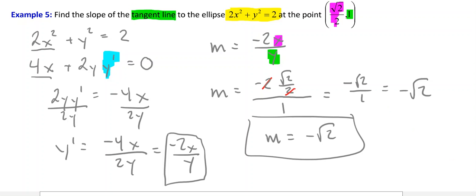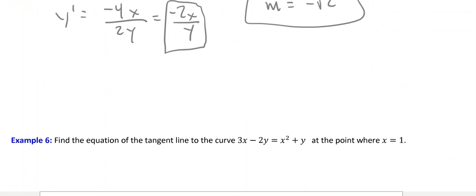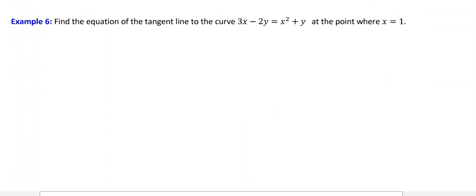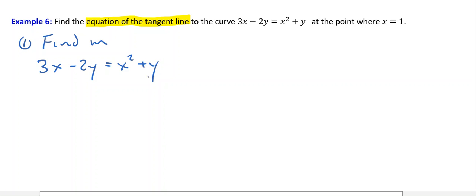In the next example, we want to take this just a step further, and we want to find the actual equation of the tangent line. We've done problems like this before. The first step to finding the equation of the tangent line is to find the slope. Again, that means finding the derivative. So we're going to take the derivative of the function 3x minus 2y equals x squared plus y. Notice that this is an implicit function, so we take the derivative implicitly.